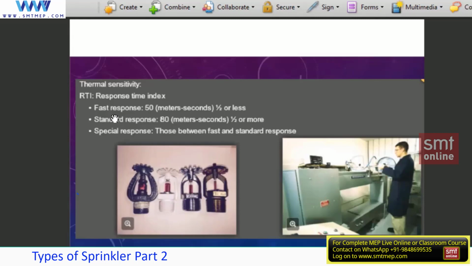Fast means the unit is 50 meter second, half inch or less orifice size. Standard is 80 meter second, half inch or more orifice size. Special is in between, as per the application, between 50 and 80. Just remember these numbers at this level. But what is RTI? We'll discuss more about this, not now, at the time of design.